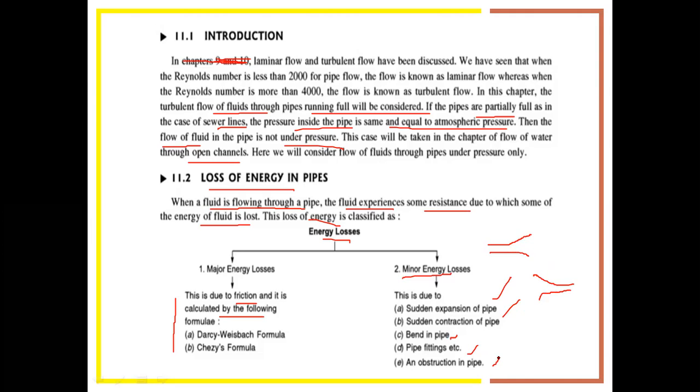Here you will get a theory question: what are the losses of energy in pipes? Discuss. When you get a question like this, you have to write this explanation and the differentiation between major energy losses and minor energy losses. Based on this, we'll have some derivations, and based on the derivations, we'll have some problems to discuss. Next.